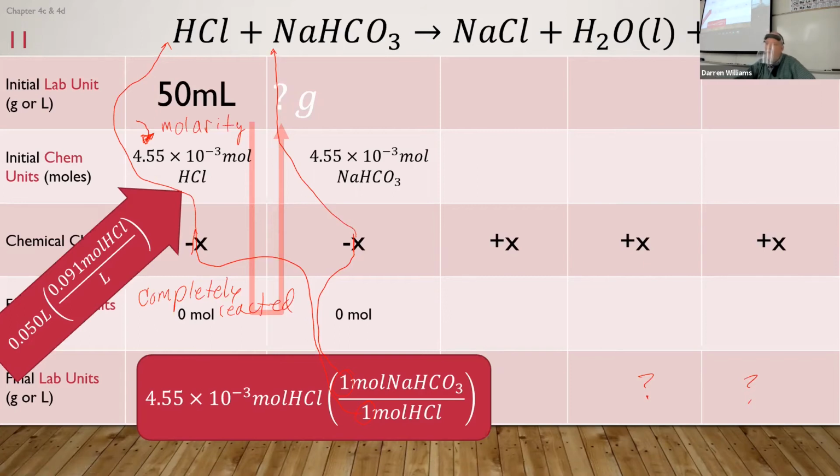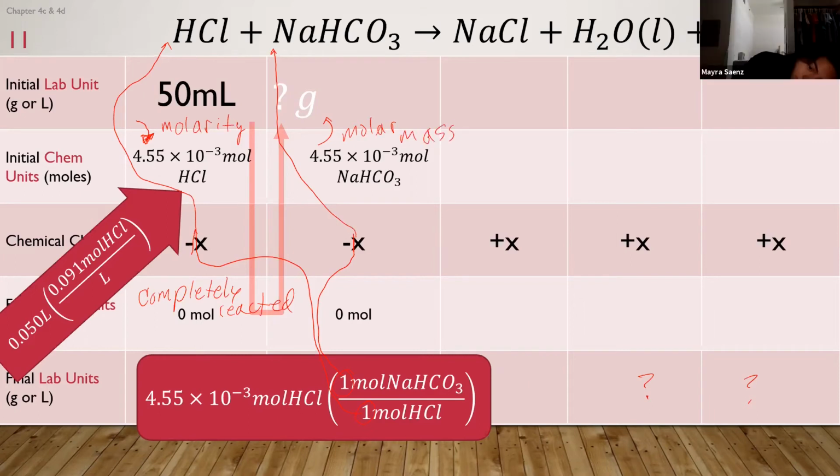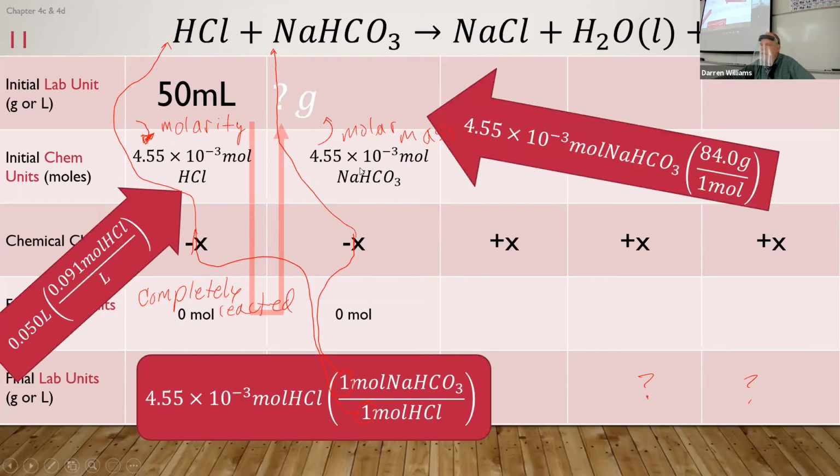And then how do I know what would deliver that number of moles? The molar mass. And so to get back here, I use the molar mass. That's easy to do. I go to the periodic table, I add up the mass of sodium, hydrogen, carbon, and 3 oxygens. That's 84 grams per mole. And so then that tells me I need 0.382 grams of sodium bicarbonate. So 1/3 of a gram roughly.